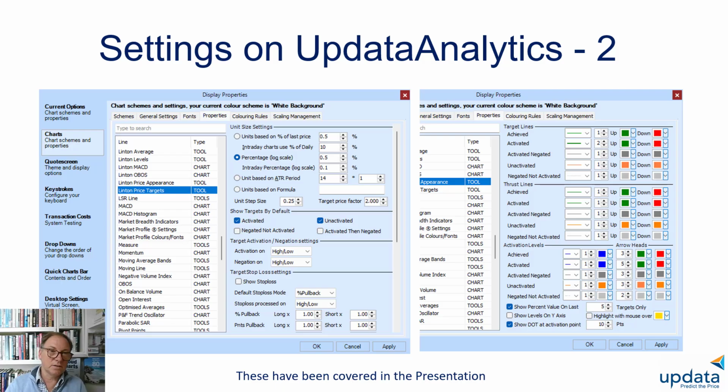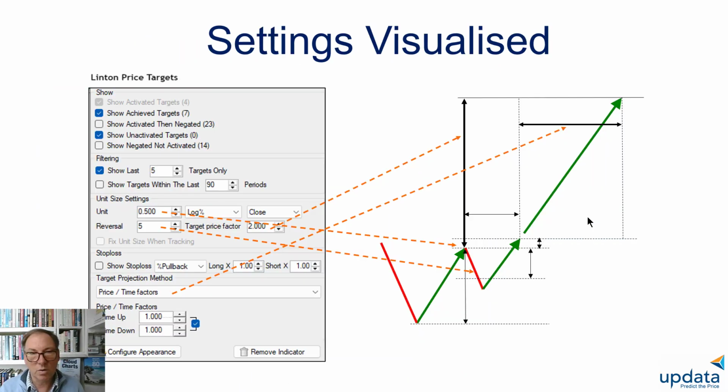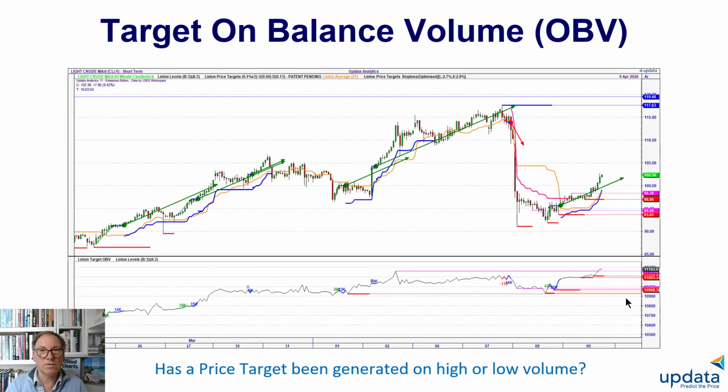Settings on Updata, you can see there's lots of settings. I showed that dialog in Updata. You right-click on the chart and go to Chart Properties and look for Linton Price Targets, and you can change there. This is the appearance, which you can also change, but again, a very small group of people will want to do that. So the way to visualize these is, this is the unit size, here is the reversal size, this is the factor, and the time to target is this one. So there's quite a lot of settings, but I'd really just recommend you start out using the default one.